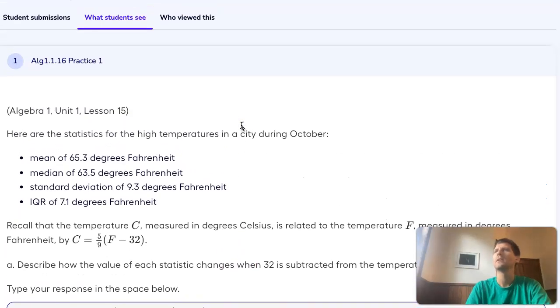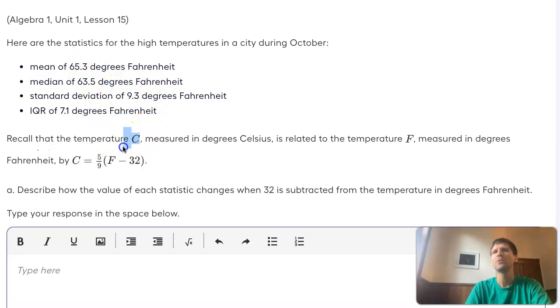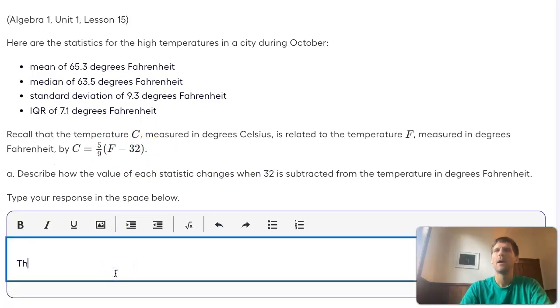I believe what we stated in class was this, that the mean and median would just end up being 32 less. We're just thinking about this subtraction. However, the standard deviation and interquartile range would be unchanged because those are just a measure of variability. If the whole data set is just shifted down 32 units, the variability of the data, or how spread out it is, is unaffected, but the measures of center are of course shifted.